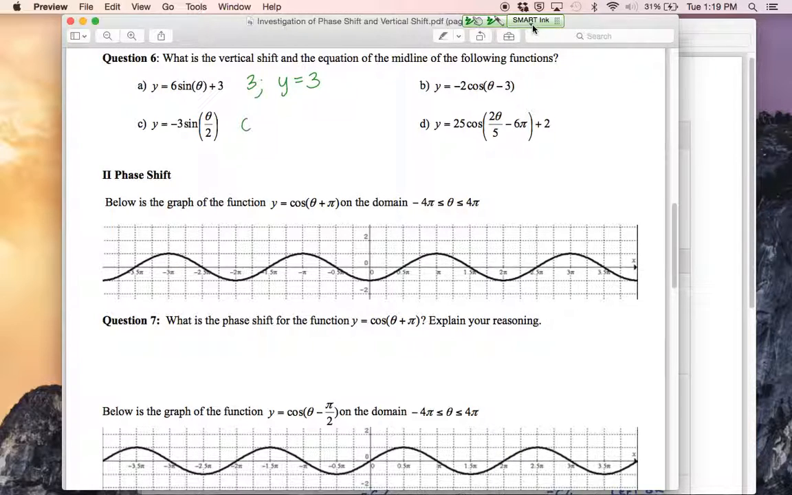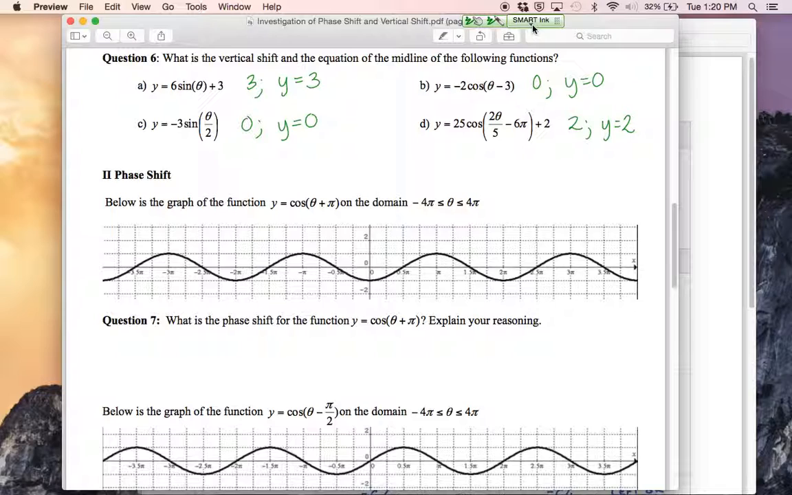Here vertical shift is 0. There is no plus anything outside. So that means the midline is y equals 0. It's just the x-axis. Here there's no vertical shift. So y equals 0. And here there's a vertical shift of 2. So y equals 2 is your equation for your midline.